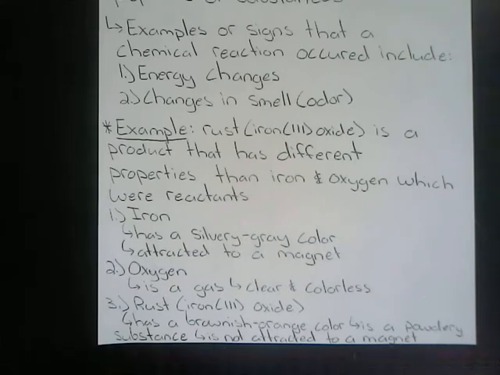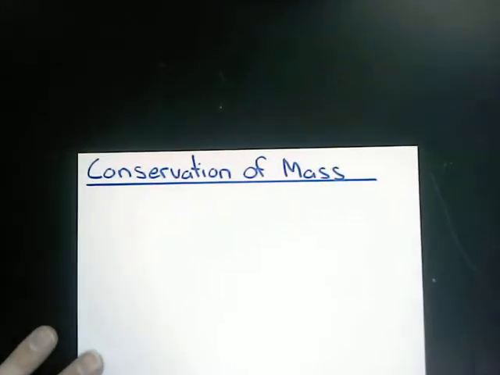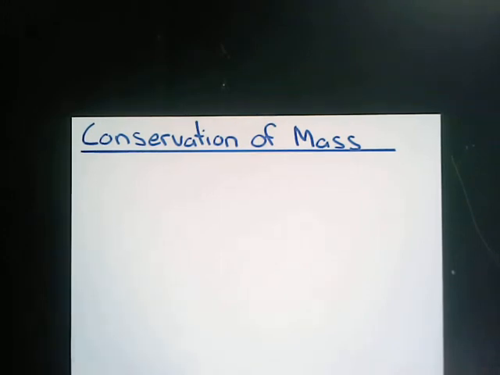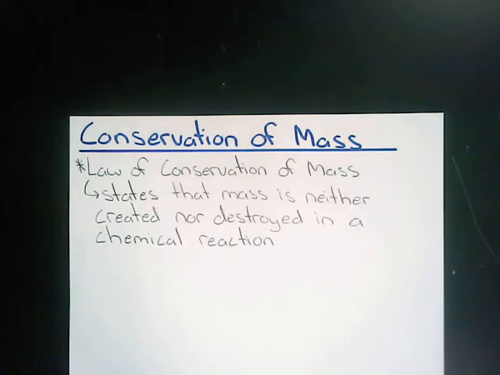Now, our final topic of this section is known as the conservation of mass. I want to start by talking specifically about the law of conservation of mass. This law states that mass is neither created nor destroyed in a chemical reaction. This law was found when the mass was carefully measured before and after many chemical reactions.